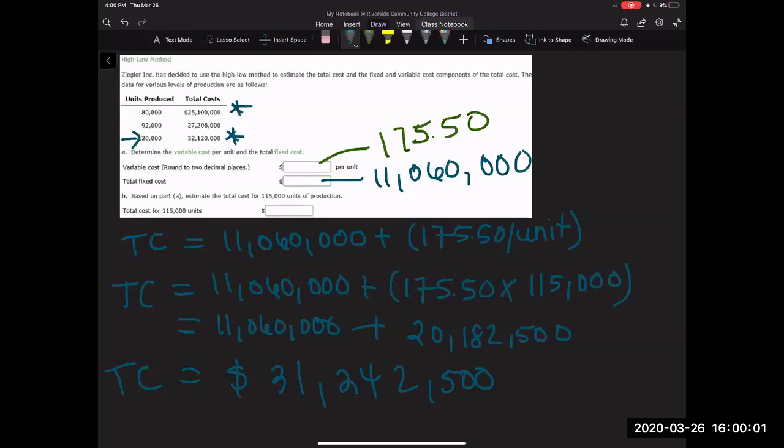So I would have expected that if I'm producing a little less than 120,000 units, my cost should be definitely lower than 32,120,000. And it is, right? We are producing 115,000, and our cost should be somewhat within that range of this number here, all of this information. And there you have it, folks. That's how we do the high and low method.